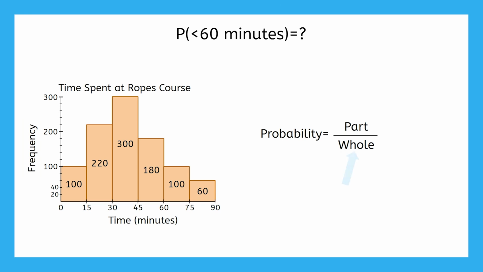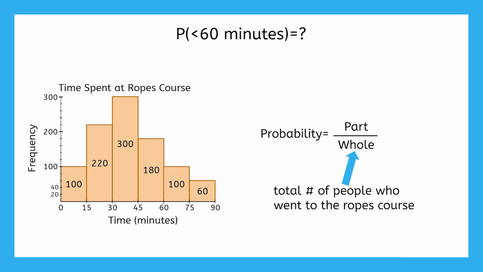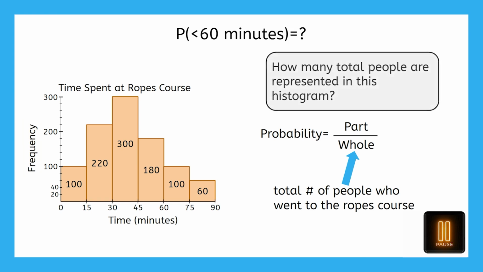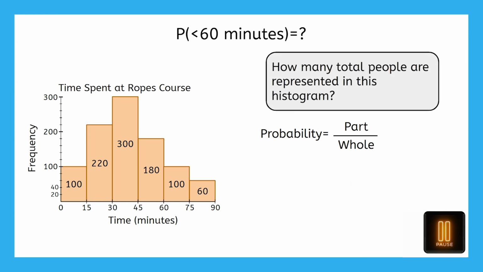What do you think would be the whole in this situation? Yeah, the whole is the total number of people who went to the ropes course. So pause here and determine how many total people are represented in this histogram.